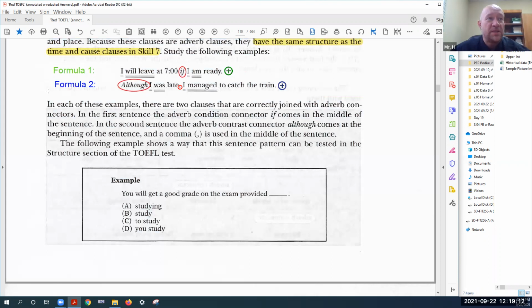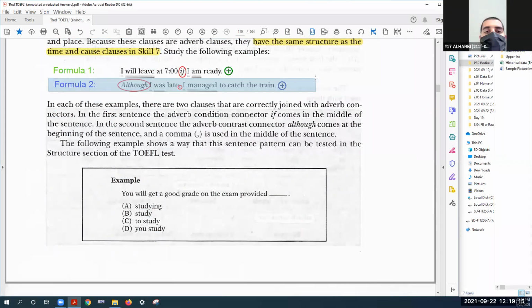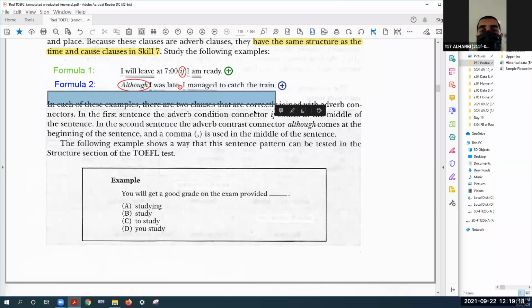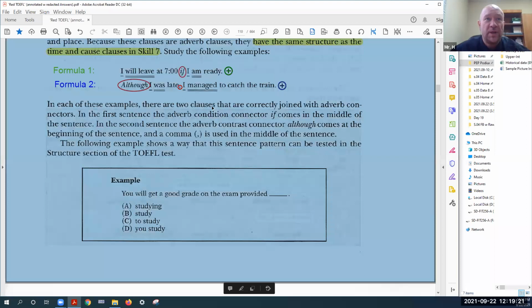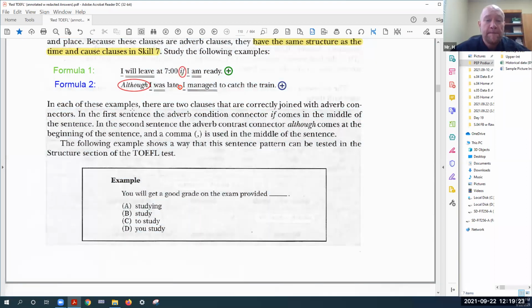Harvey, can you read Formula 2? Although I was late, I managed to catch the train. Okay, use the formula. Although is the connector. Was is a verb. Okay, is this the main clause? Where is the main clause? The main clause is the first one, yes.